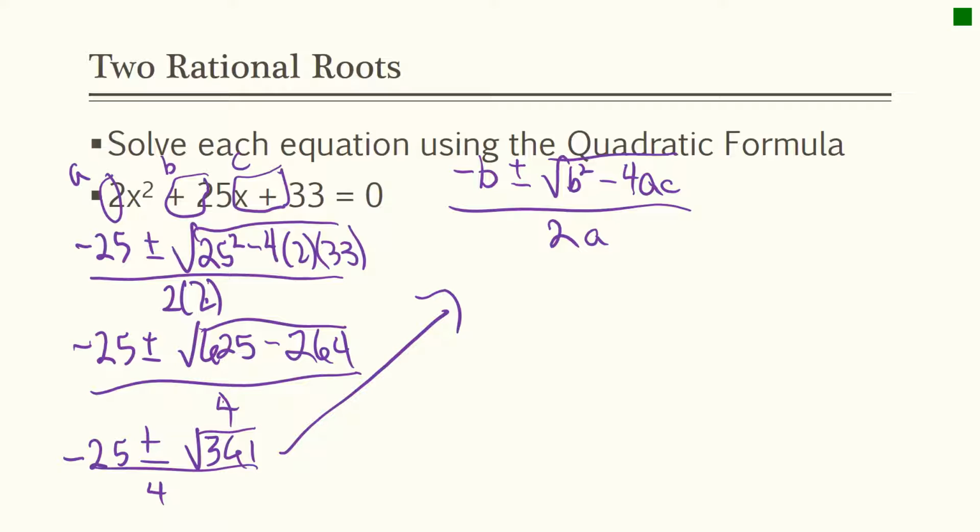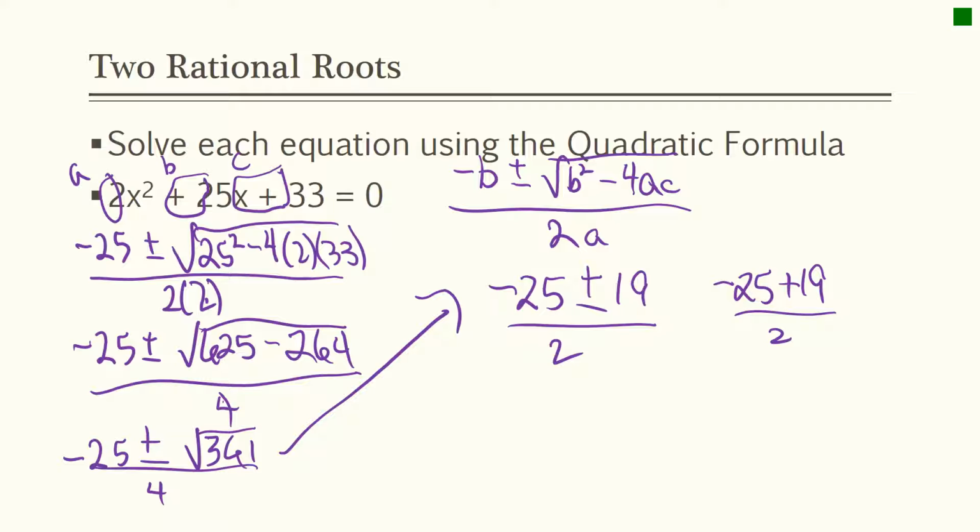Now I have to find the square root of 361. I'm just going to plug that in my calculator and see if it has an even root. It does. The square root of 361 is 19. So now I've got negative 25 plus or minus 19 over 2. Let's put that into two equations: negative 25 plus 19 over 2, and negative 25 minus 19 over 2.